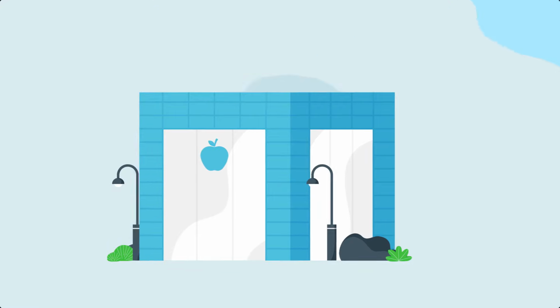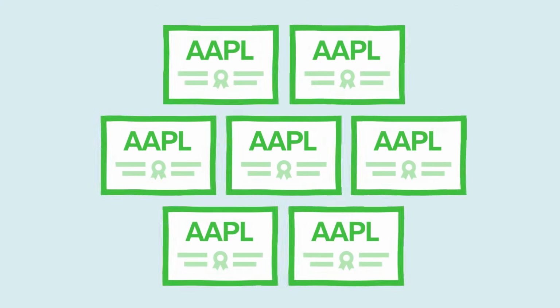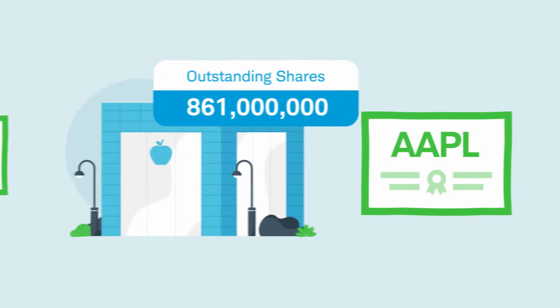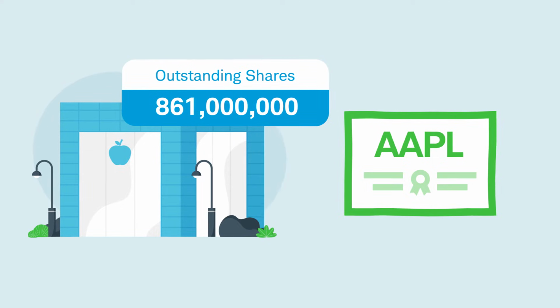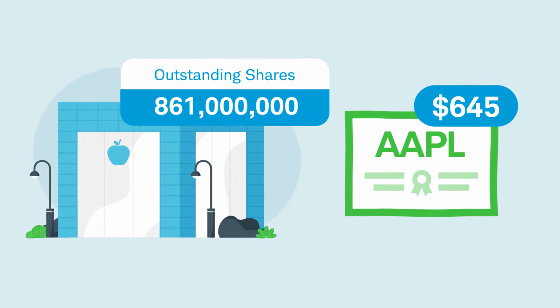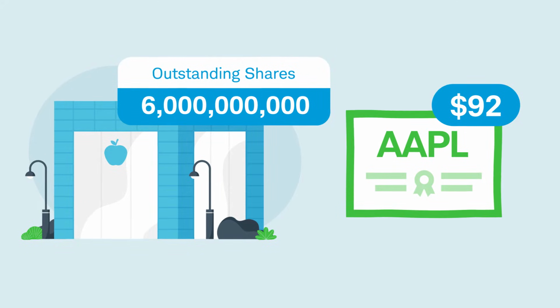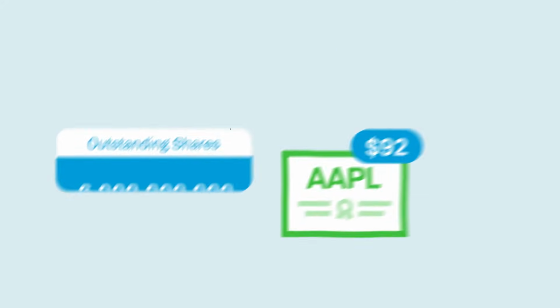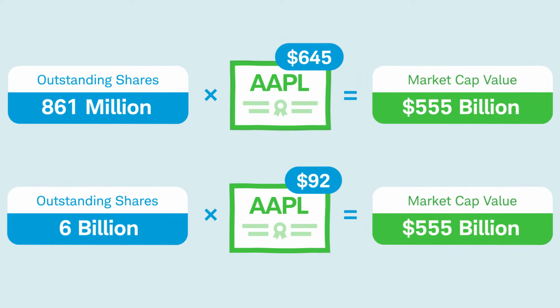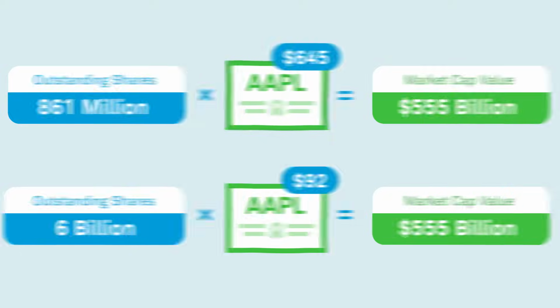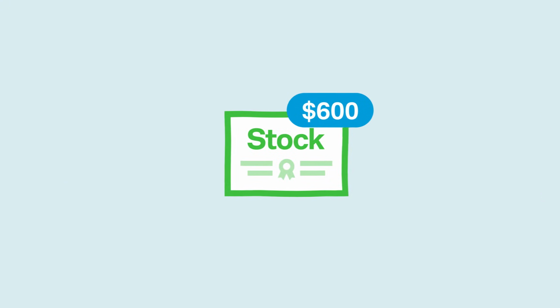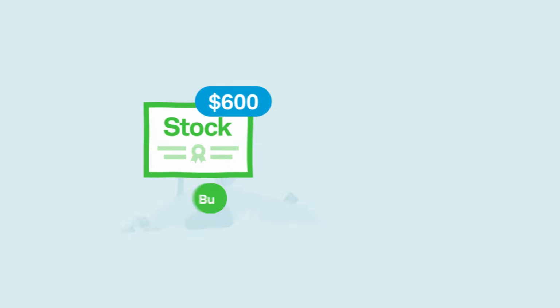For example, in June 2014, Apple split 7-for-1, meaning each share became 7. Apple went from having roughly 861 million outstanding shares at about $645 per share to about 6 billion shares at about $92 per share. Despite there being more shares, the total value of Apple's market cap remained the same at roughly $555 billion.